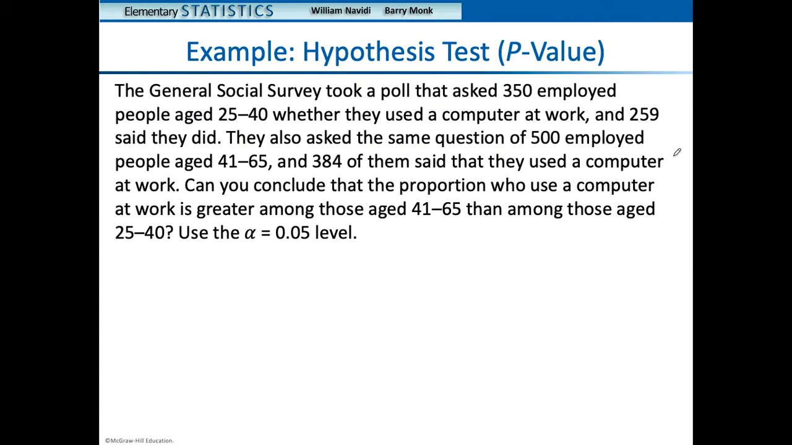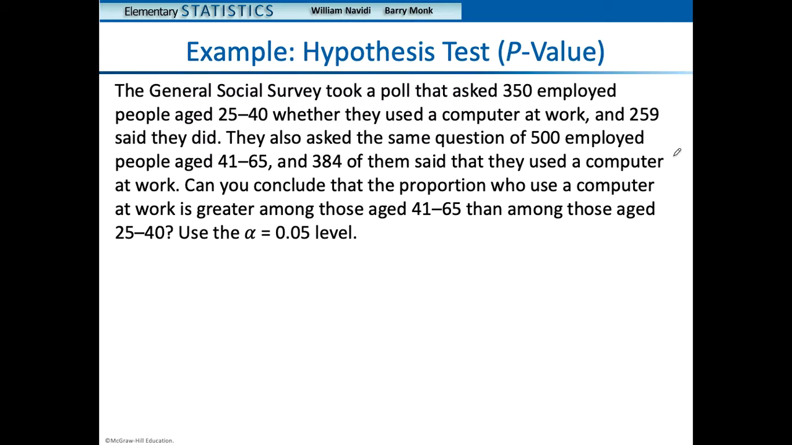So let's go back to our example. The General Social Survey took a poll that asked 350 employed people aged 25 to 40 whether they used a computer at work, and 259 said they did. They also asked the same question of 500 employed people aged 41 to 65, and 384 of them said that they used a computer at work.